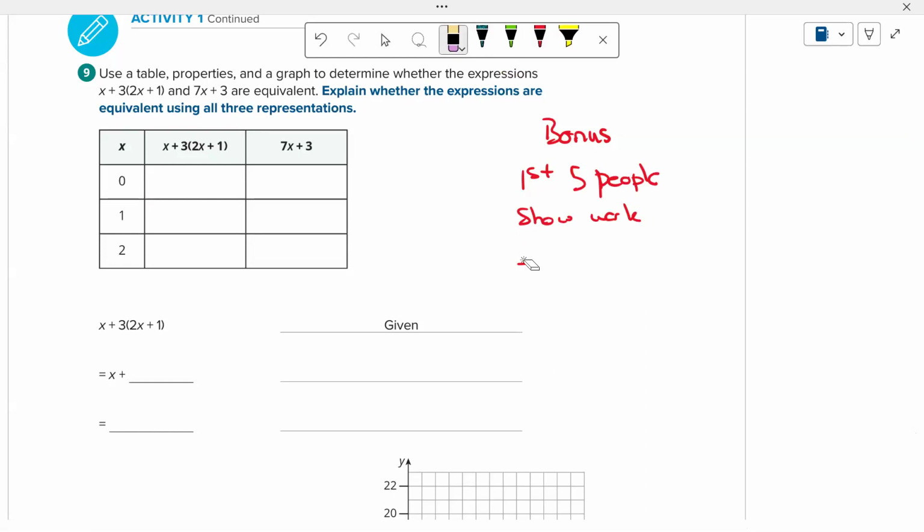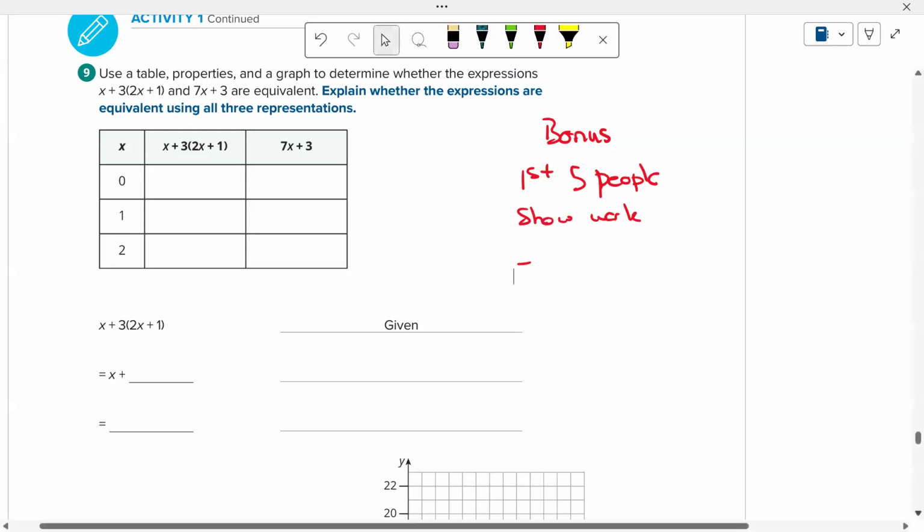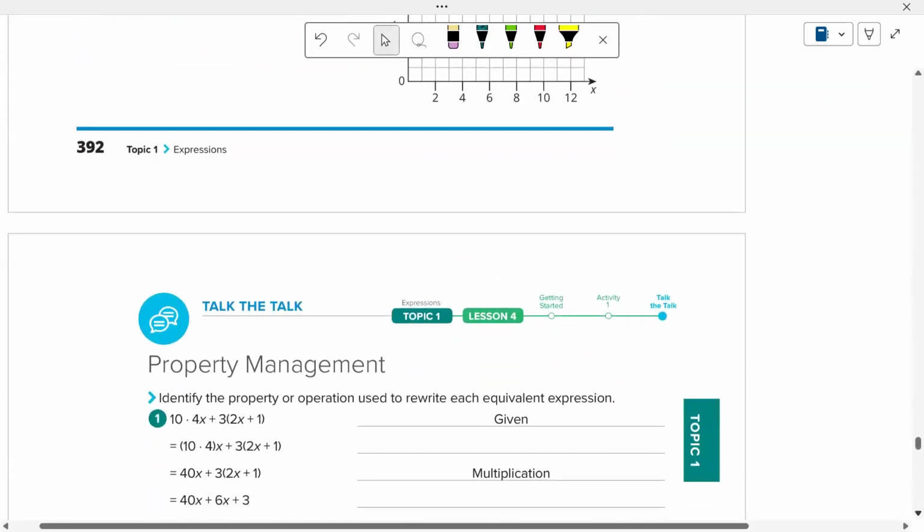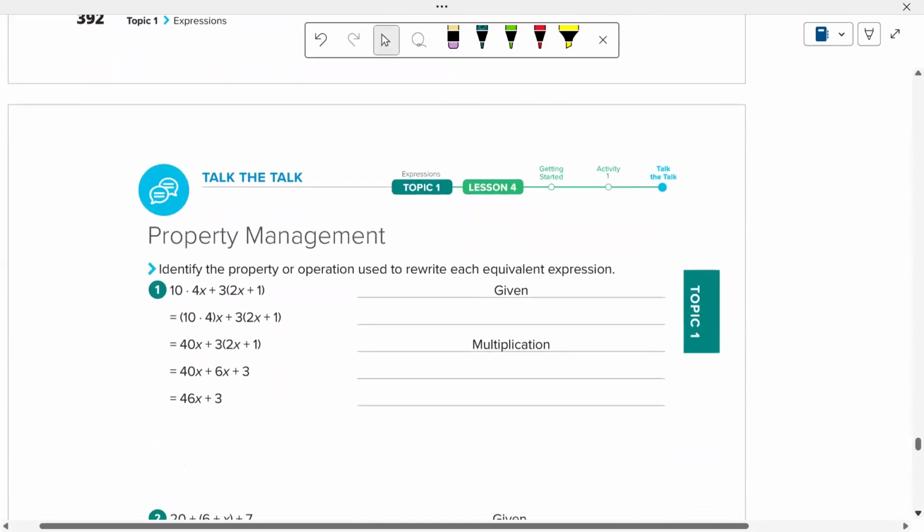So we're going to move on to page 393. First five people, I'll give Brewster Bucks or Starburst. I haven't decided. One of the two. You have to explain it to me. Show me you're super duper smart because I know you're smart.